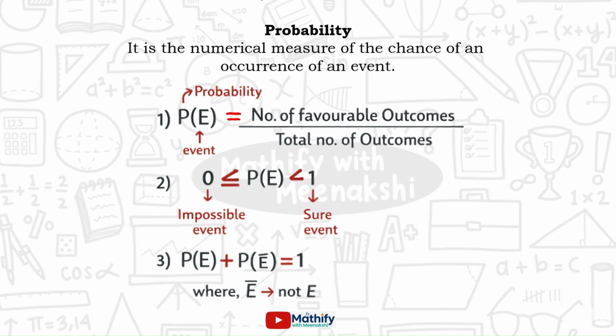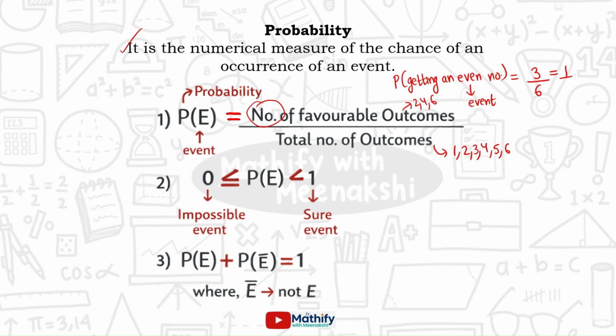Probability is the numerical measure of the chance of an occurrence of an event. I will give you one example here. Suppose you have to find the probability of getting an even number when you throw a die. So here getting an even number, that whatever we want, is known as event. Now, what are the total outcomes? Here, as you know, the possible outcomes are 1, 2, 3, 4, 5 and 6. So total outcomes are 6. And what about favorable outcomes? Because we want even numbers, favorable are 2, 4 and 6. But we have to write the number of favorable outcomes. That means 3. So the answer is 1 by 2.